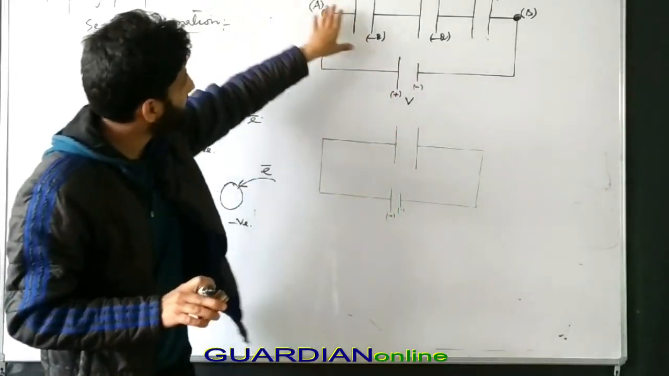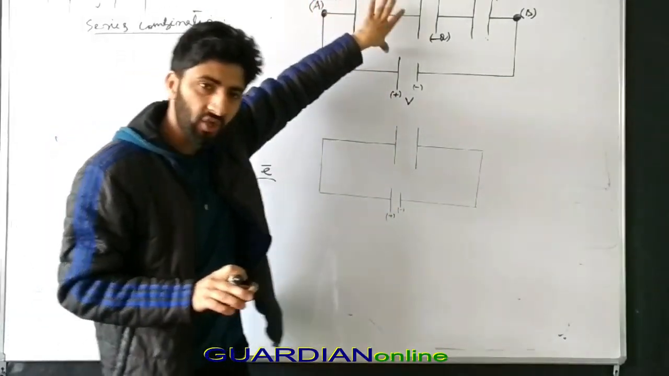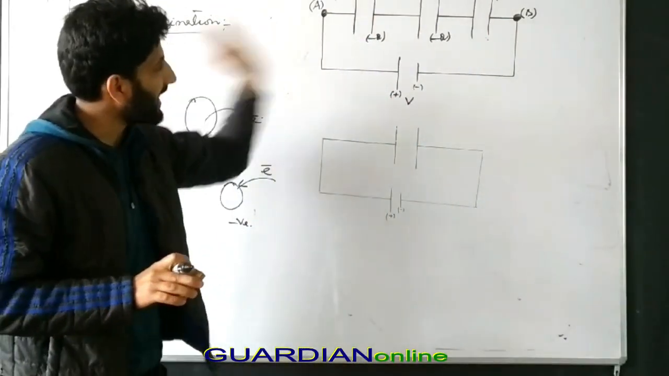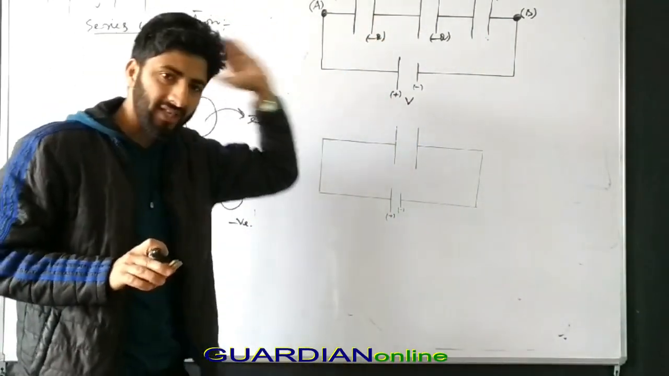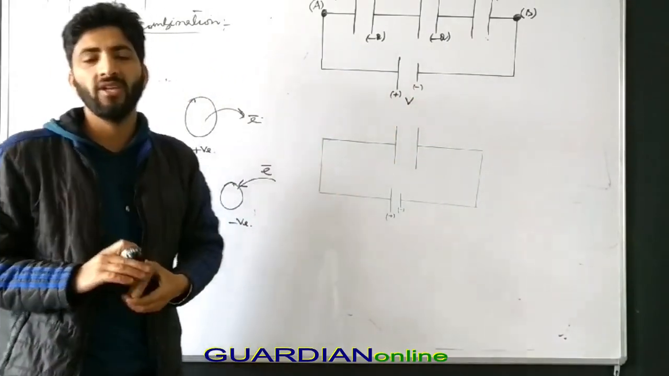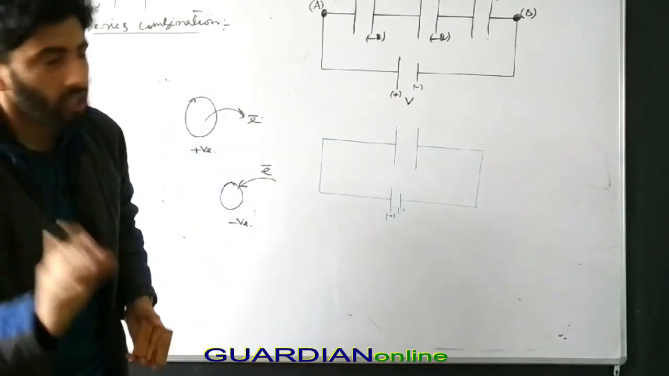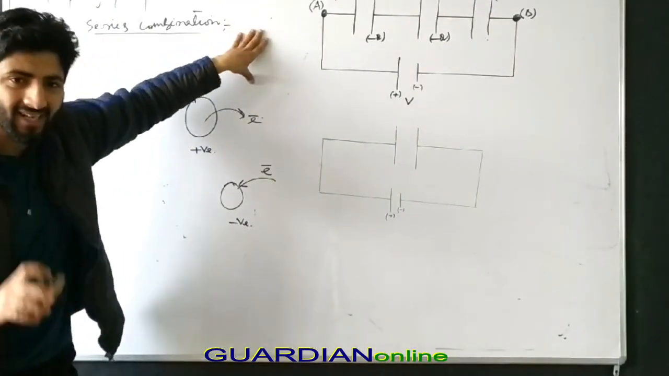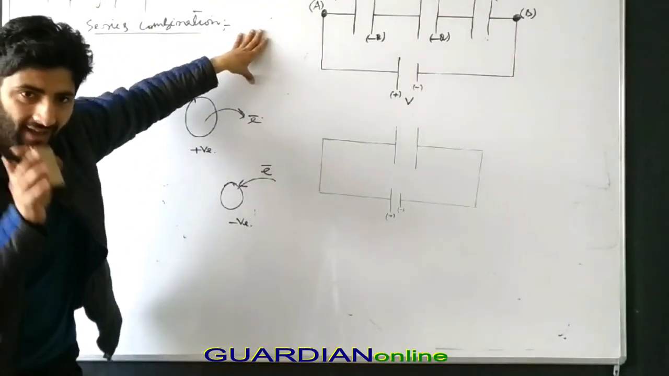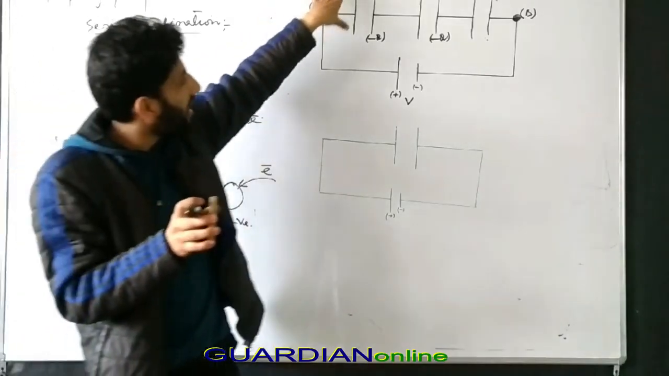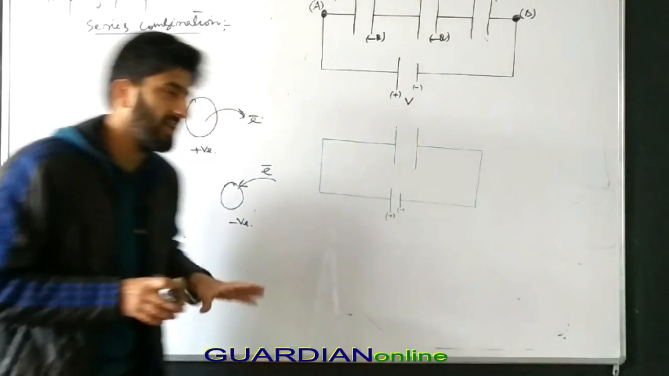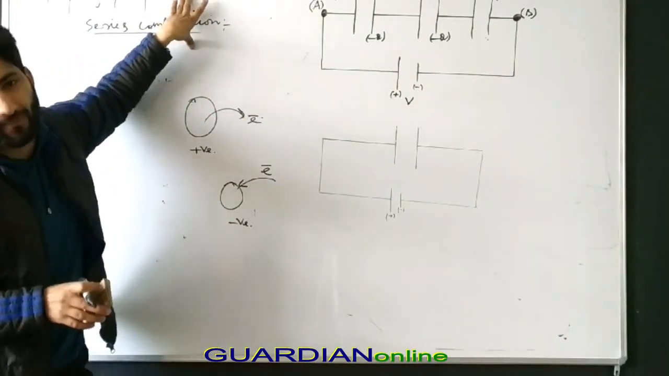It must be simple: Q, Q, Q. Everywhere we have the same charge, the same charge appears across the ends. Then such a combination is a series combination. So a series combination of capacitors is one in which the charge across the capacitors is the same.